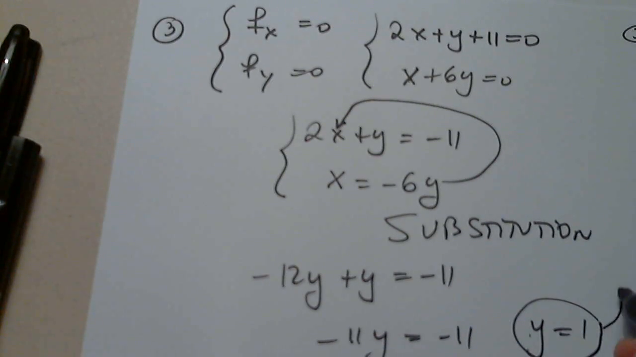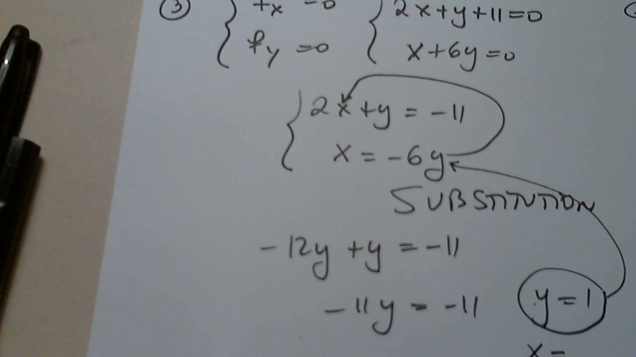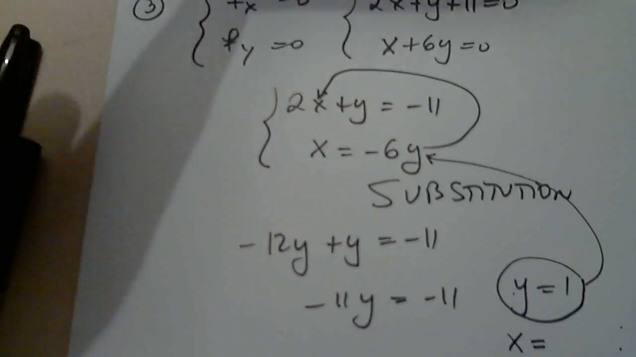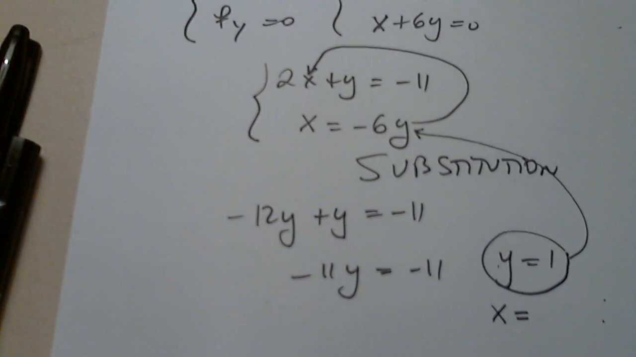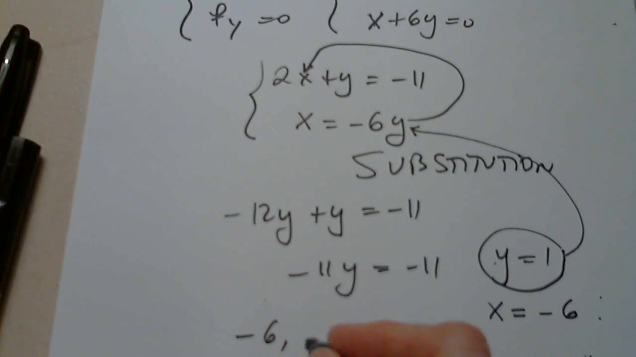If y equals 1, I have to go back and determine x. If y equals 1, how much is x? Should be negative 6. Very good. So we found the point negative 6 comma 1.